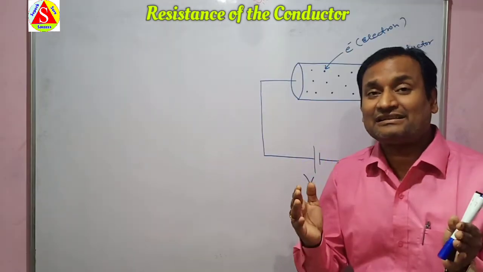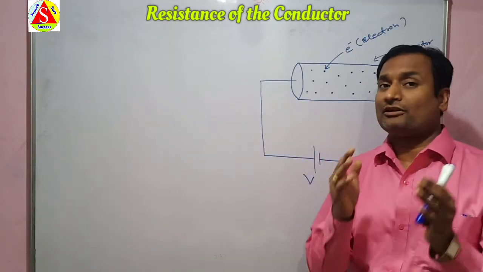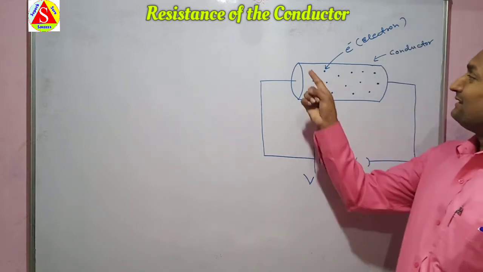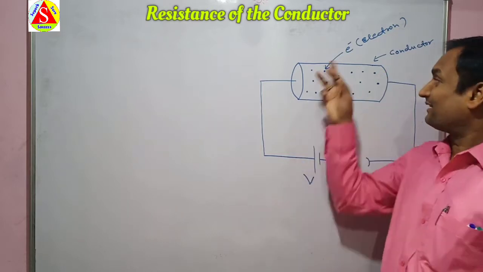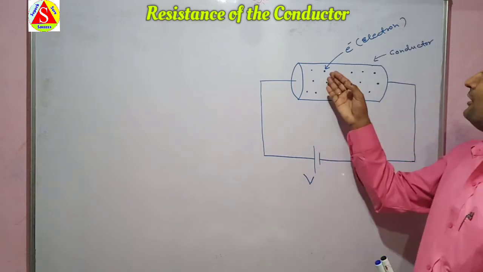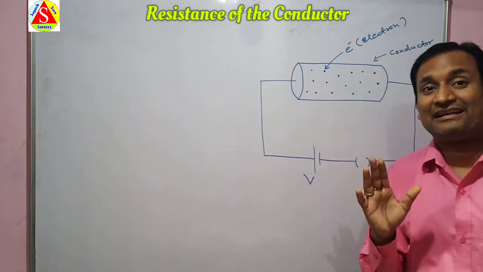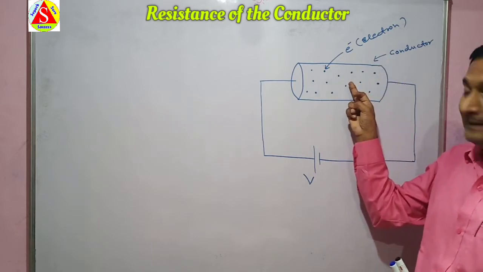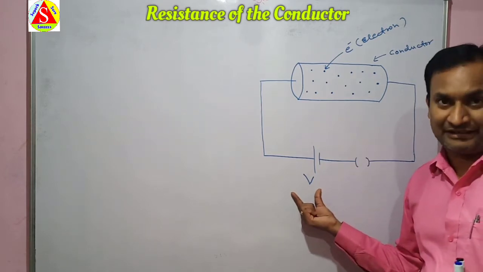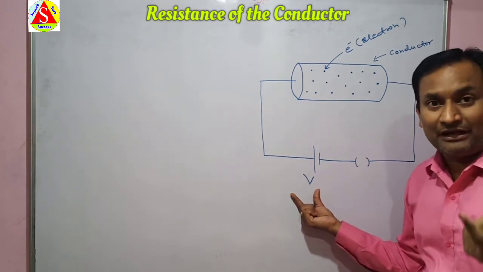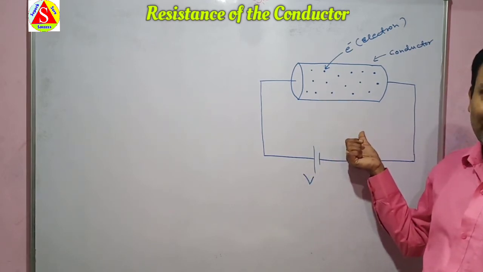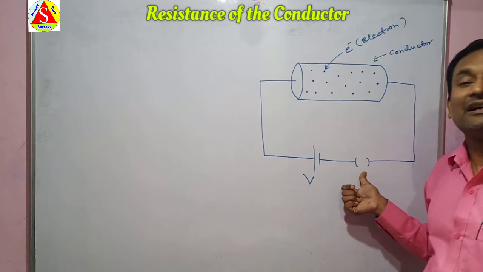Dear students, let us understand the actual cause of resistance with the help of this diagram. Here this cylindrical body represents a conductor, and inside the conductor we know that there is a huge amount of free charges, that is, electrons present. Here we have connected this conductor with a battery, or we can say we have applied a potential difference V across this conductor. And this represents a switch.